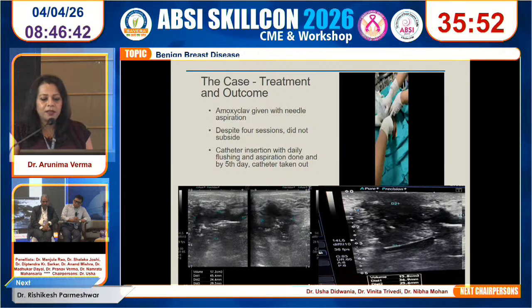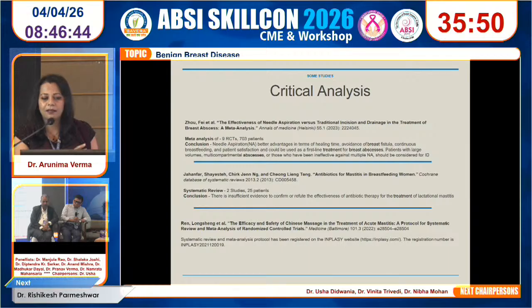So with this, we move ahead, and just looking at some studies, when we talk about needle aspiration, it definitely has better advantage in terms of healing time and avoidance of breast fistula.